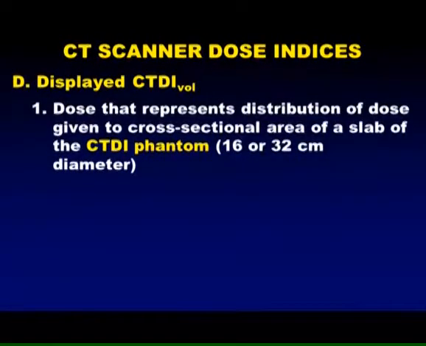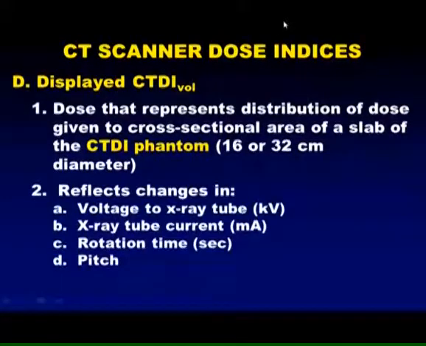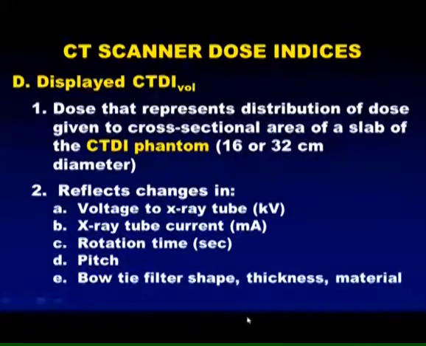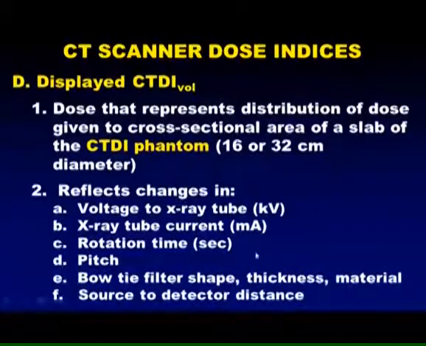How does that compare to the displayed CTDI vol that you see on the scanner? Well, the displayed CTDI vol represents the distribution of dose given to one of the two CTDI phantoms, which are either 16 or 32 centimeters in size. It's a powerful tool. It reflects changes in the voltage across the X-ray tube, the tube current, the rotation time, the pitch, again, that bow tie filter, and the source to detector distance.